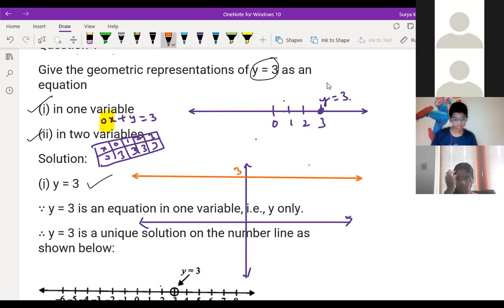And this point is 3, and this line's name is y is equal to 3, or you can say 0x plus y is equal to 3. Understood or not? Is it a point or a line? If you are talking about two variables, then it's a line. If you talk about one variable, then it is a point. That's it. It may be one variable also, it may be two variables also. Is it clear or not?